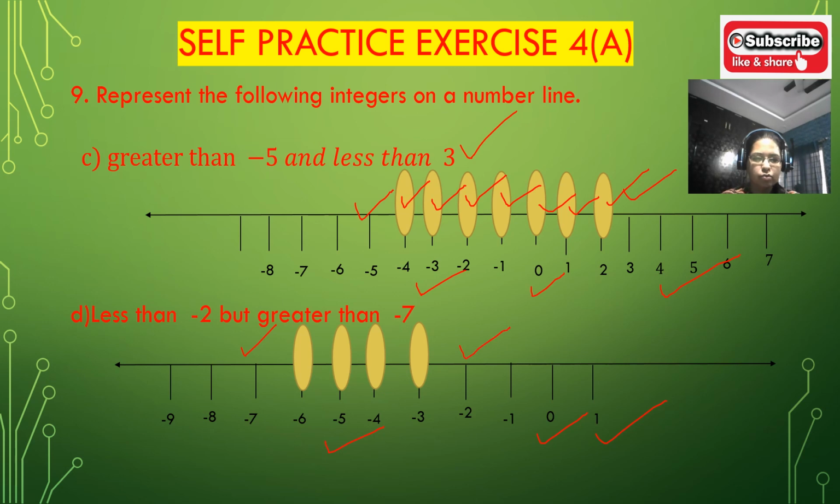Less than minus 2, the integers are minus 3. Less than means from minus 2 to the left hand side. So minus 3, minus 4, minus 5, minus 6, minus 7 also, but greater than minus 7. Greater than minus 7, the integers are minus 6, minus 5, minus 4, and minus 3. These four integers are less than minus 2 but greater than minus 7.